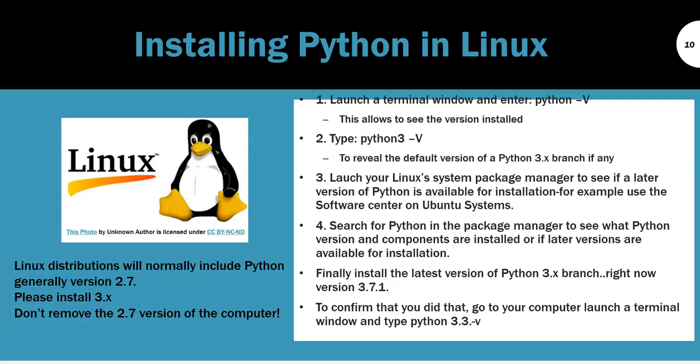Now, I understand that some of our users might have to install Python on Linux, because they have a Mac system instead of a Windows 10 system or version. Linux distributions will normally include Python, generally version 2.7. If you have that already, please install the version 3.x, so 3.7.2, which is the one that will be on the website. Please do not remove the 2.7 version from your computer.